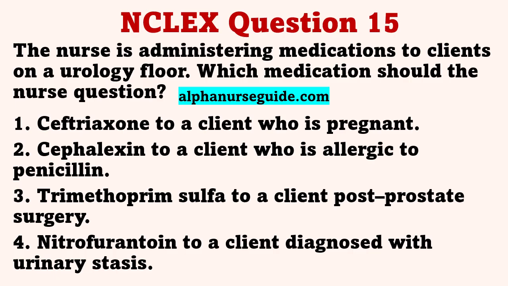Ceftriaxone, a third-generation cephalosporin, is in the pregnancy risk category B. No research has shown harm to the fetus in humans or in animals. The nurse would not question this medication. There is no reason for the nurse to question trimethoprim sulfa, a sulfa antibiotic, for a client who has had prostate surgery. There is no reason for the nurse to question nitrofurantoin for a client who has urinary stasis. Nitrofurantoin is used to prevent or treat chronic UTIs.